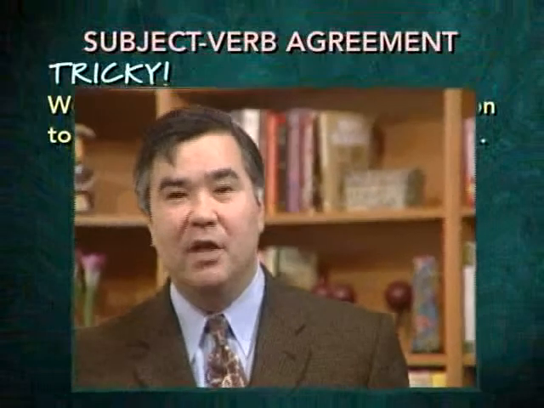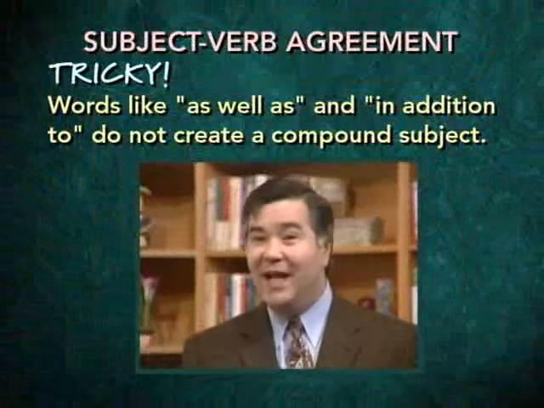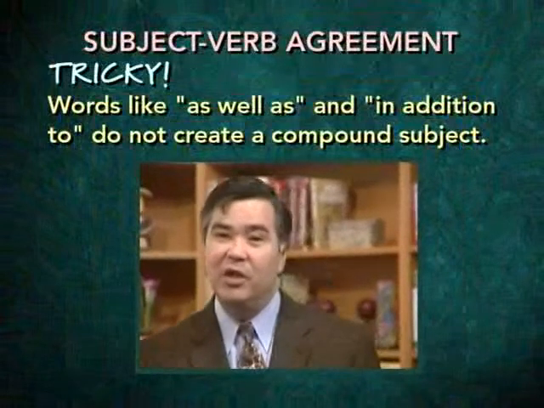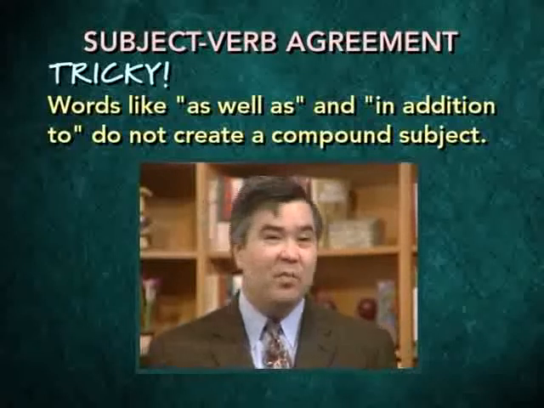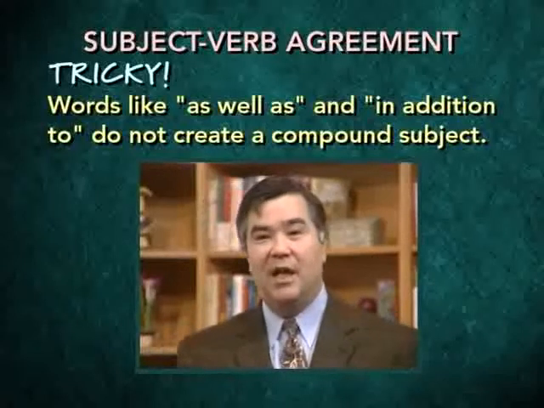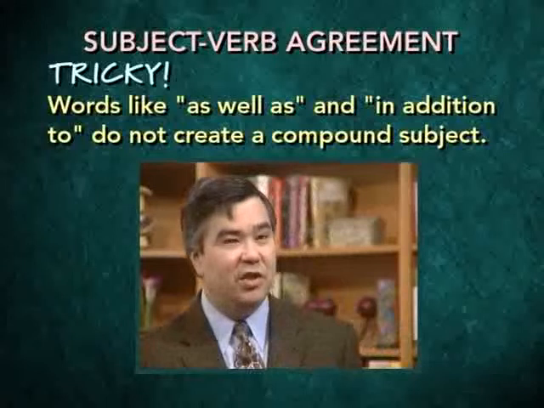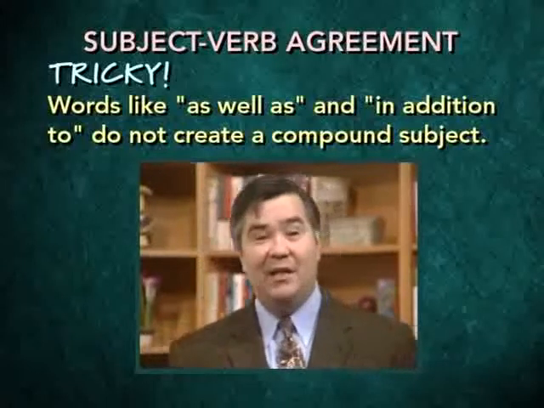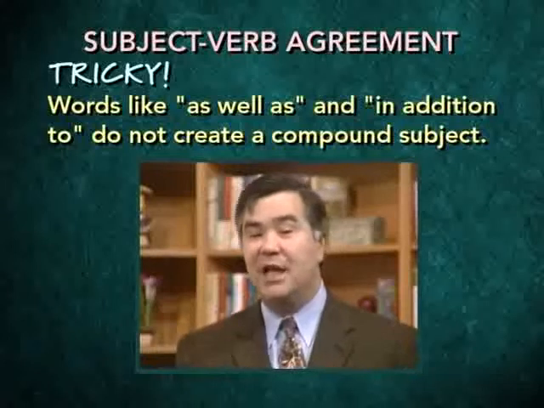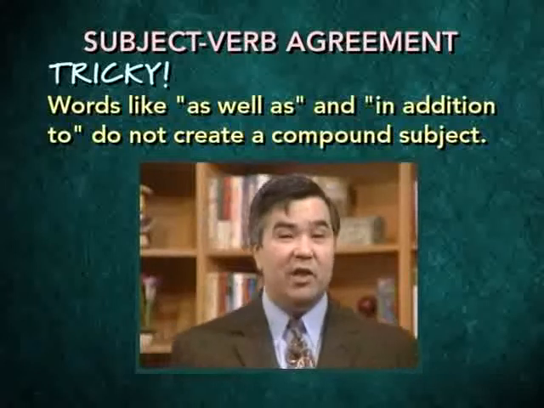Here's another somewhat tricky or misleading situation that many students get wrong. Words like as well as and in addition to do not create a compound subject. Now, you might think that words or phrases like as well as and in addition to should be grammatically the same as the word and. After all, they mean much the same thing. But grammatically, they are treated differently.